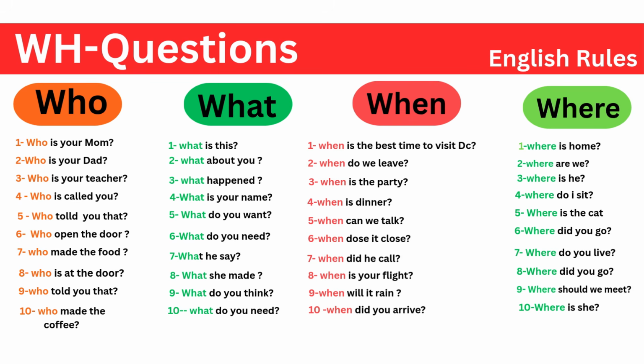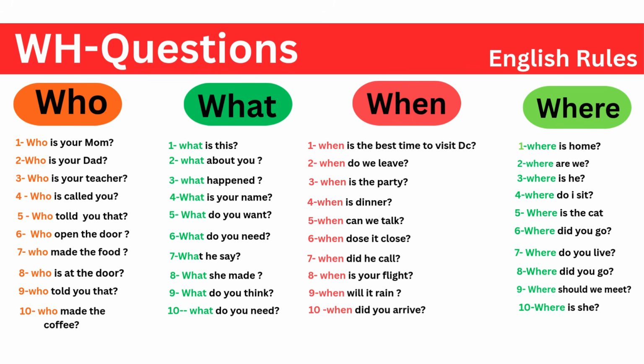1. Who, used to ask about a person. Examples: Who is your mom? Who is your dad? Who is your teacher? Who called you? Who told you that? Who opened the door? Who made the food? Who is at the door? Who made the coffee?